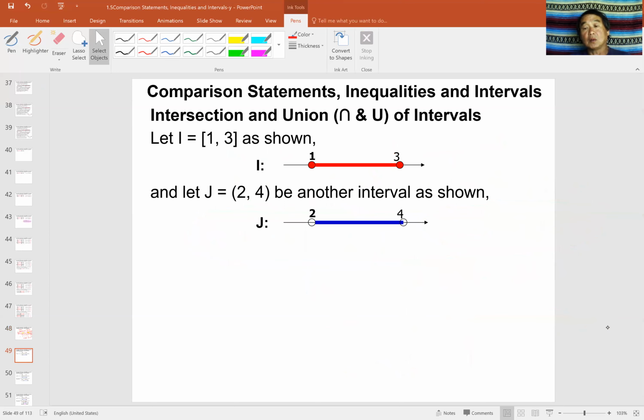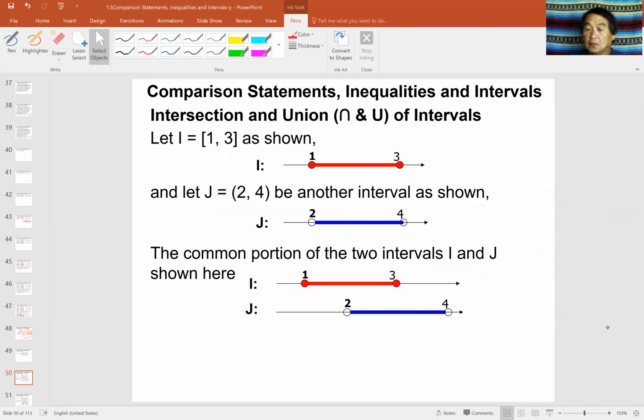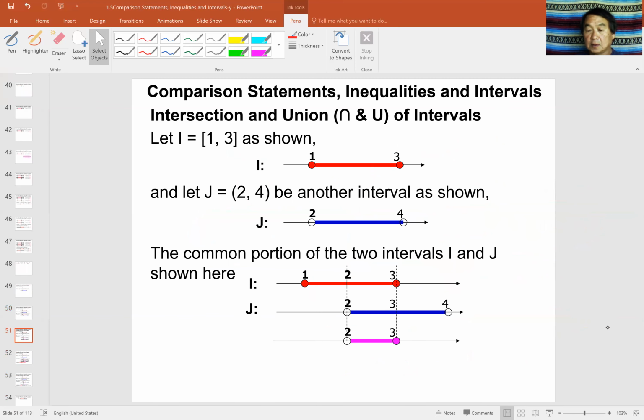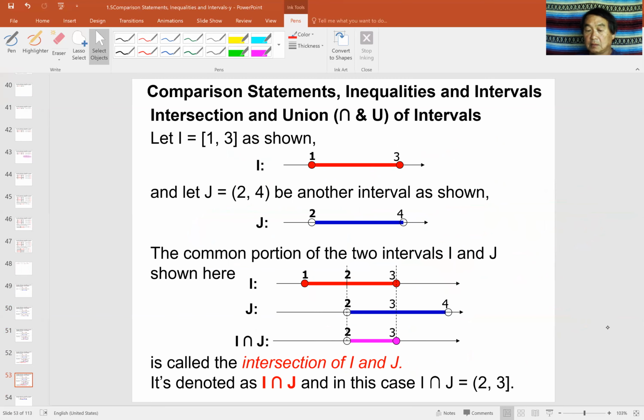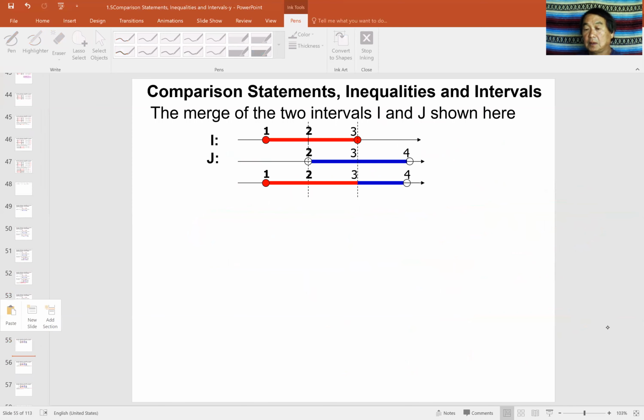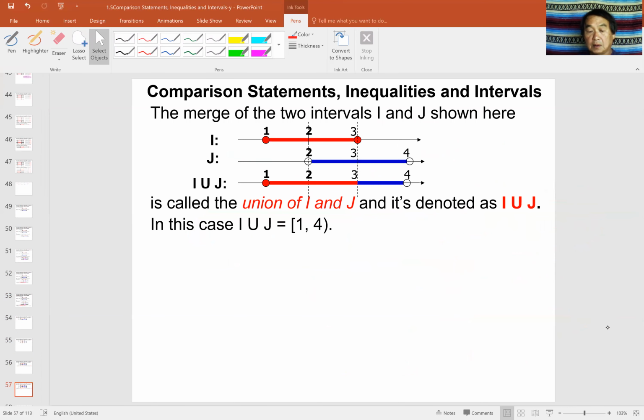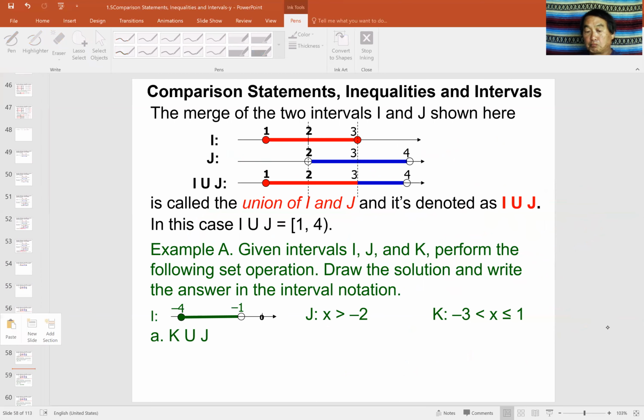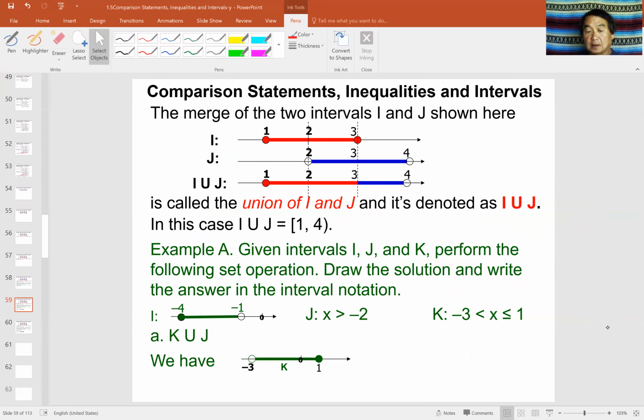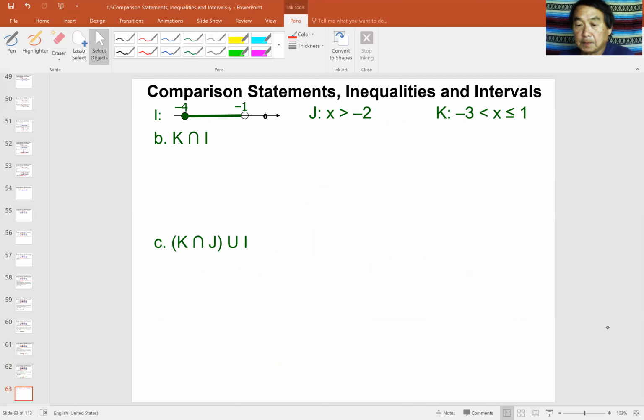Okay, all the numbers between 1 and 3, all the numbers between 2 and 4. So now I have different sets to play with, and the intersection is what they have in common, and the union will be the merge of the two. And this exercise can go through examples.